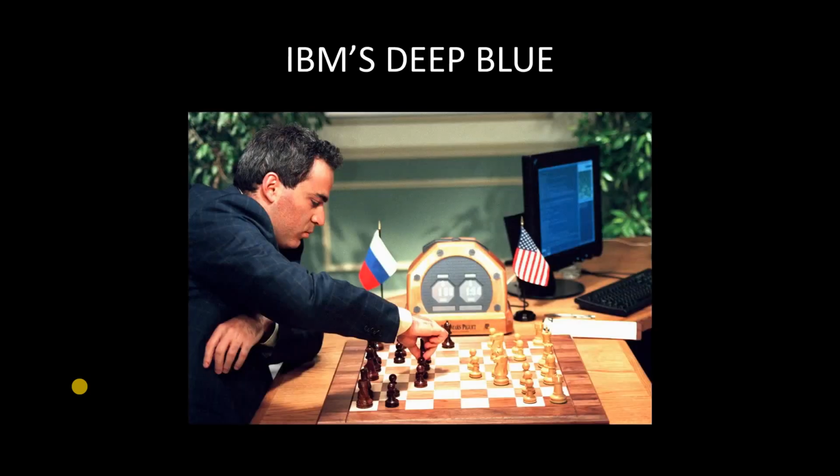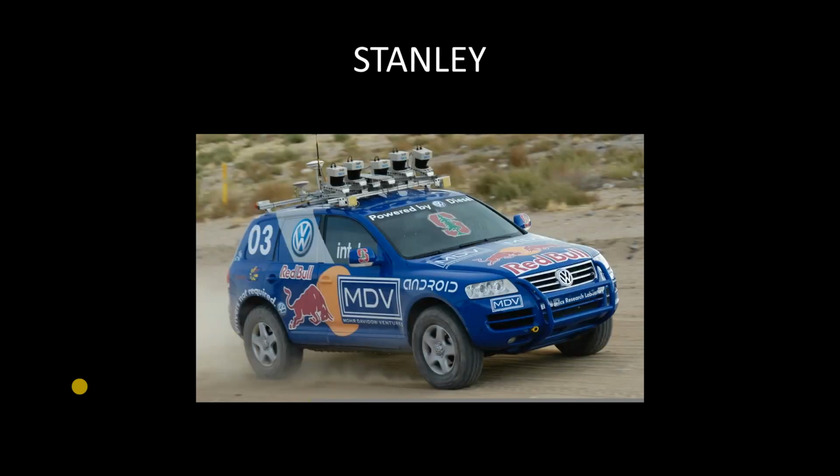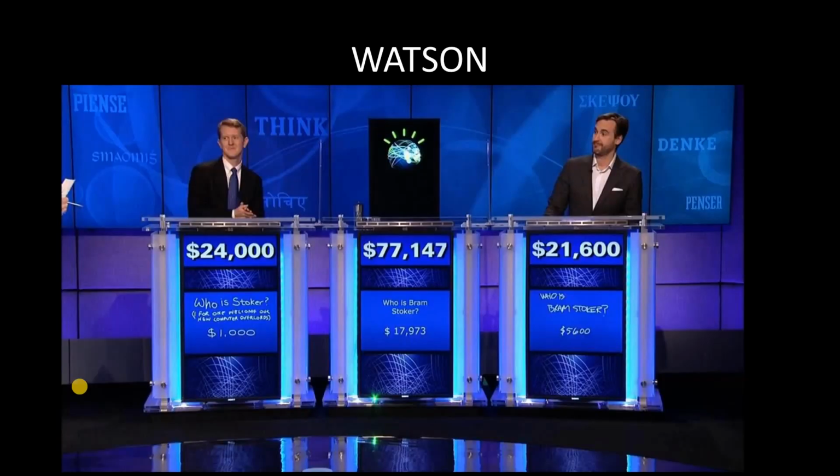Then came IBM's product, Deep Blue. It came up in 1997. It was mainly designed for playing chess, and in 1997 IBM's Deep Blue beat the world champion Garry Kasparov in the game of chess. It was one kind of first accomplishment of AI. And here comes Stanley. This is a robotic car and it won the 2005 DARPA Grand Challenge.